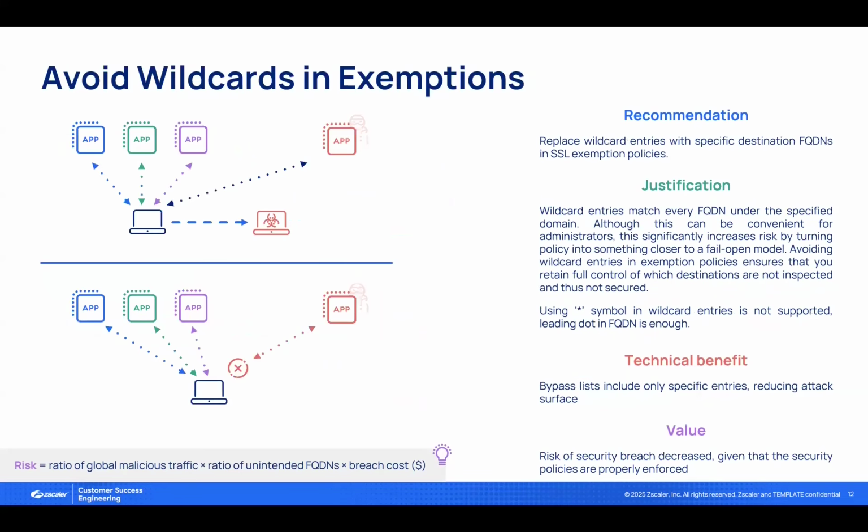Finally, two recommendations specific to exemptions. The first of these is to avoid using wildcard entries and instead rely on specific destination FQDNs. Wildcard entries will match every FQDN that falls under the specified domain. This can be convenient for administrators, but this significantly increases risk by turning policy into something closer to a fail-open model. Avoiding wildcard entries in these exemption policies ensures that you retain full control of which destinations are not inspected and thus not secured. One thing that's worth noting is that wildcard entries in Zscaler do not support the star symbol. Instead, wildcard entries use a leading dot.